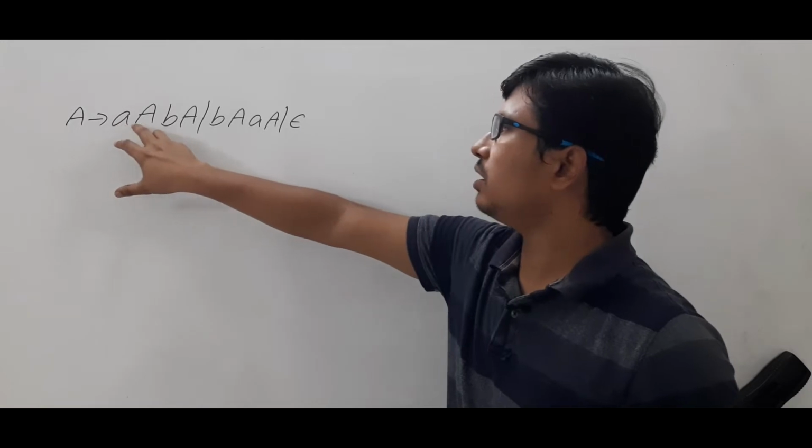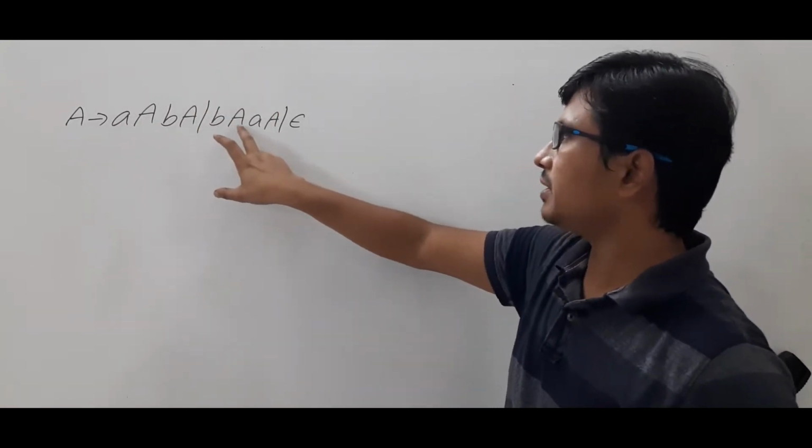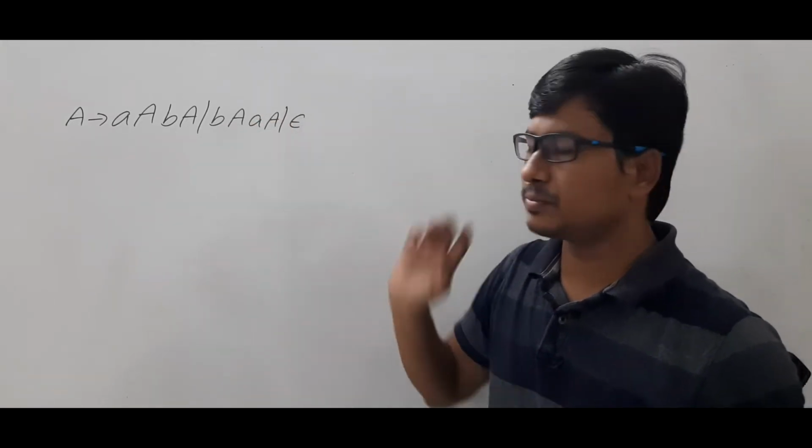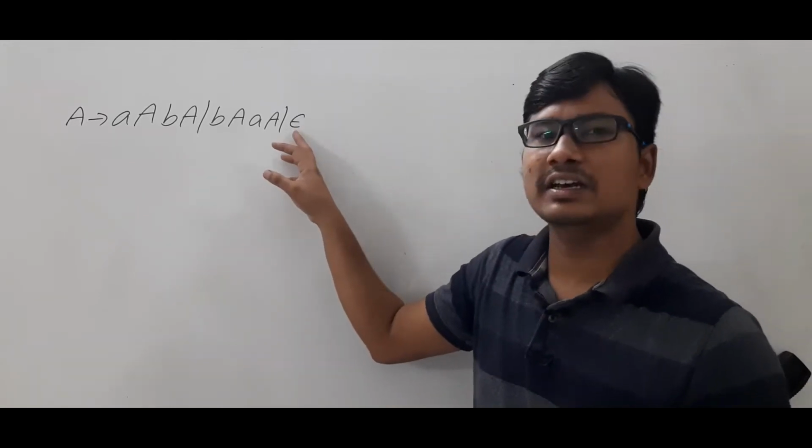Now look at the grammar. A determines small a capital A, B capital A, B capital A capital A or epsilon. This is not E, this is epsilon. Those who are watching all my videos in a sequence can easily say that, sir, this is epsilon, not E. Okay, no problem.